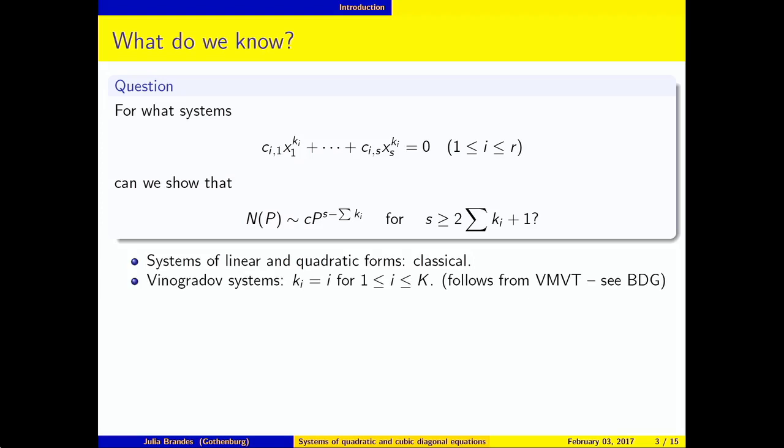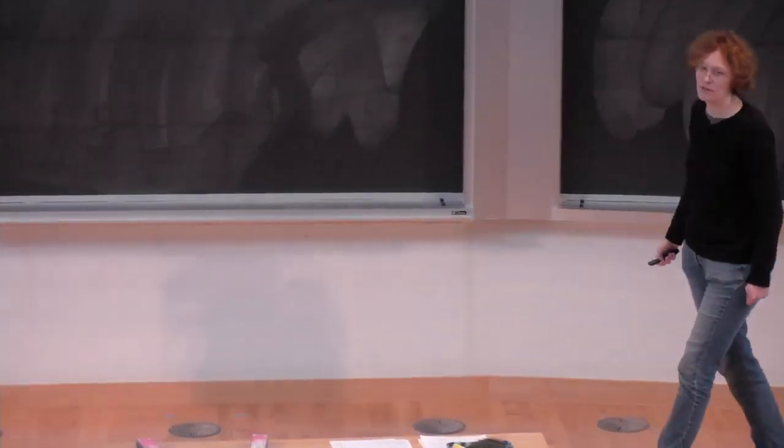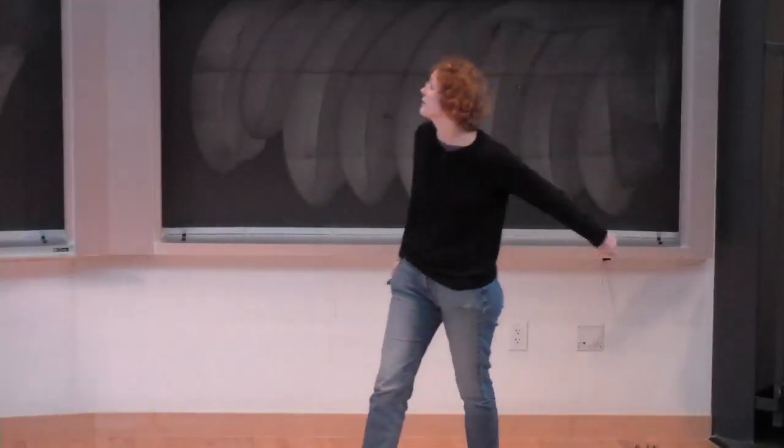Now, thanks to the people on the top floor, we now have Vinogradov's mean value theorem in the general case. And that implies a positive answer here for systems where we have one linear equation, one quadratic, one cubic, and so on up to some degree. VMVT stands for Vinogradov mean value theorem. That's what it goes by in the literature. BDG is Bourgain, Demeter, Guth, who proved that. Trevor Wooley proved the cubic case, and then they proved the whole thing.